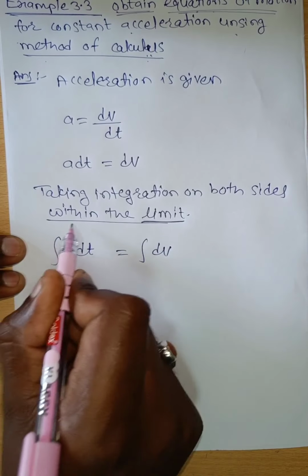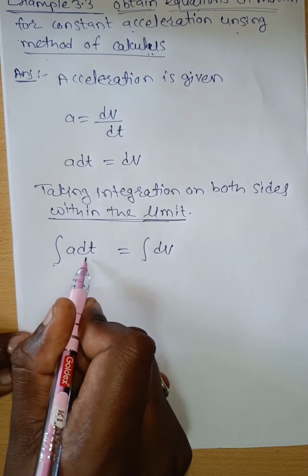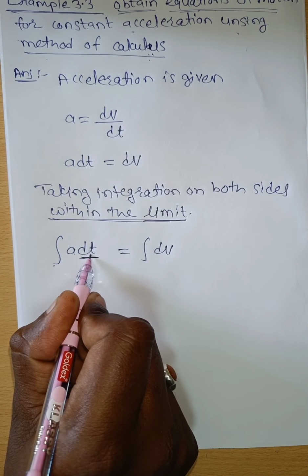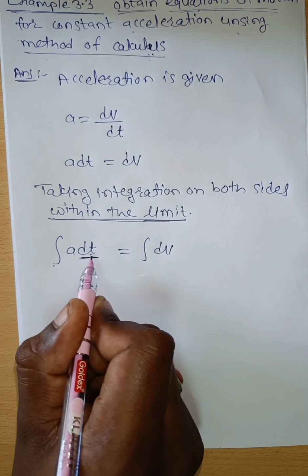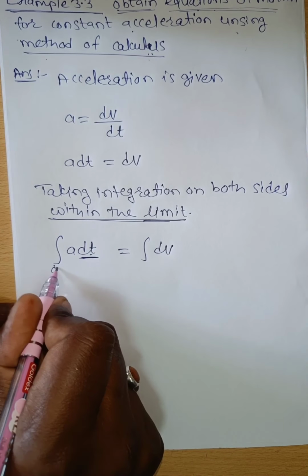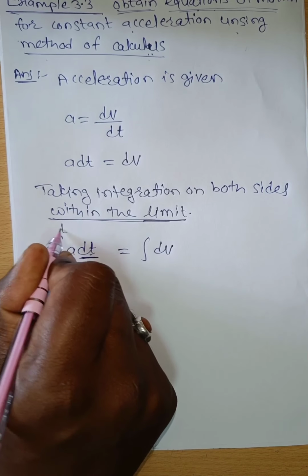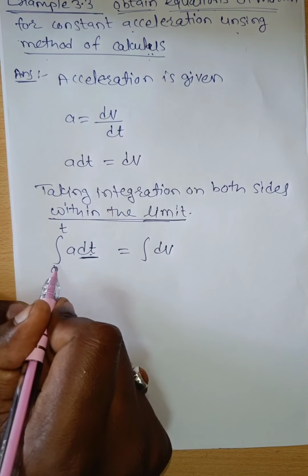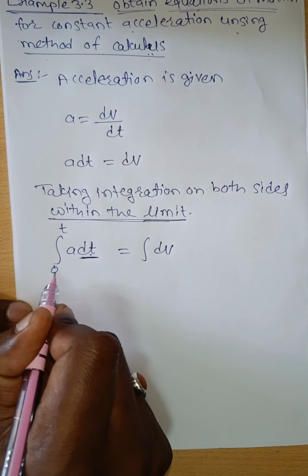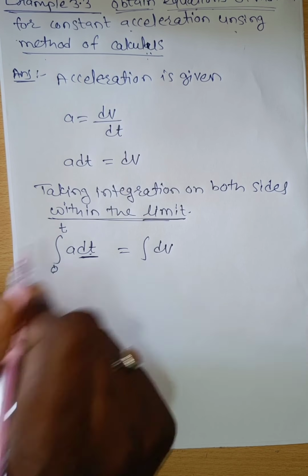Now within the limit, okay, what is the meaning of that? Here this integration is with respect to dt, which means with respect to time. Then what is the initial time? Initial time is 0 and final time is t. Then these are the limits, means the time is varying from 0 to t.